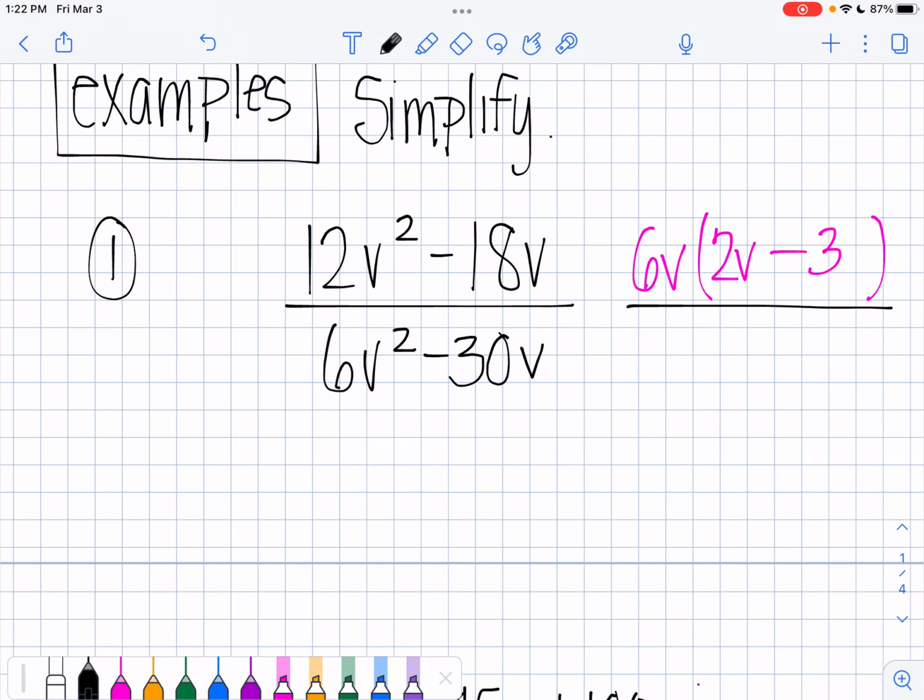What can I factor out of the denominator? Well, let's see. What's the biggest number that goes into both 6 and 30? That would be 6 again. And both of these have a v in common, so I can also take out a 6v here. Now what am I left with?